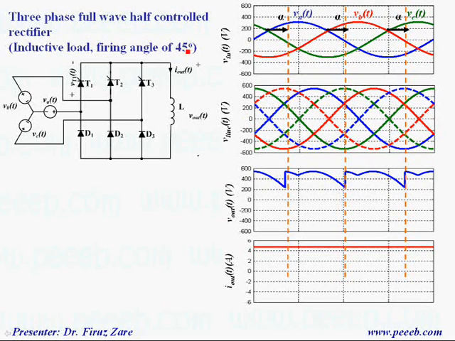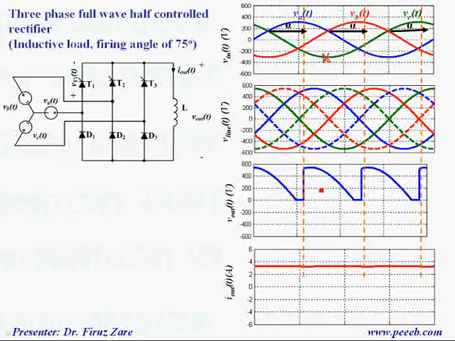So when we change the firing angle, we have almost the same voltage waveform. At this firing angle, which is less than 60 degrees, we have almost the same voltage waveform. That means line voltage appears across the load. But the point is that because output voltage is not negative, we still have the same scenario. But when we increase the firing angle to 75 degrees, there is a different case.